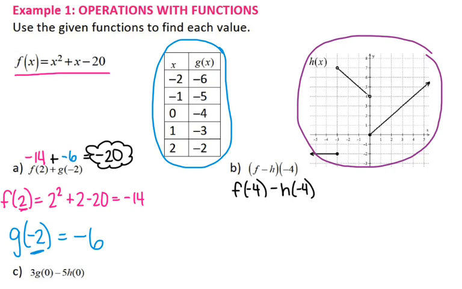So I can take negative 4 and plug it into my f function. I'm going to find f of negative 4 first. That gives me negative 4 squared plus negative 4 minus 20. Now when you're putting that into the calculator, just make sure you put negative 4 in parentheses before you square it. And then that gives you negative 8.